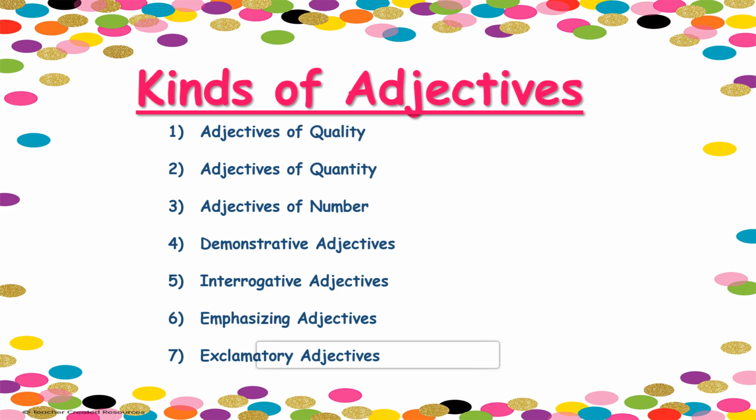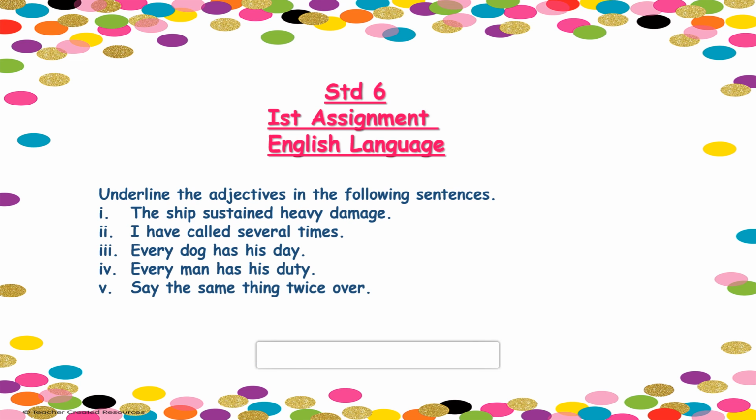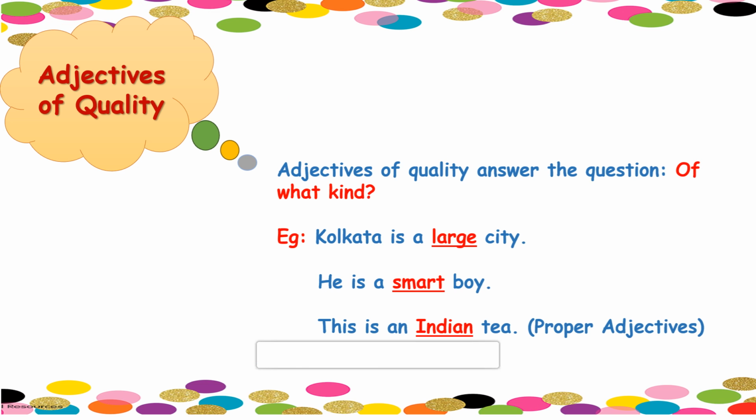In many other books, you will get nine kinds of adjectives also, because in those books, adjectives of number are not classified into its subtypes. So, nine types can be found. Here, for your convenience, we are going to discuss seven types of adjectives. First of all, there was adjective of quality. Adjective of quality answers the question of what kind. So it qualifies the noun.